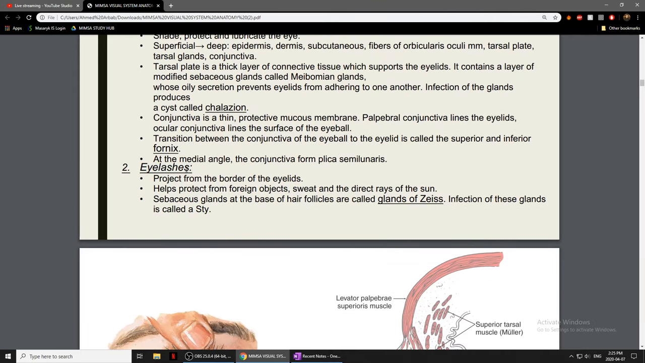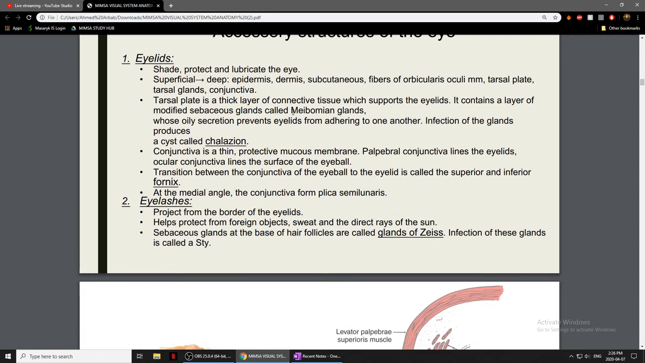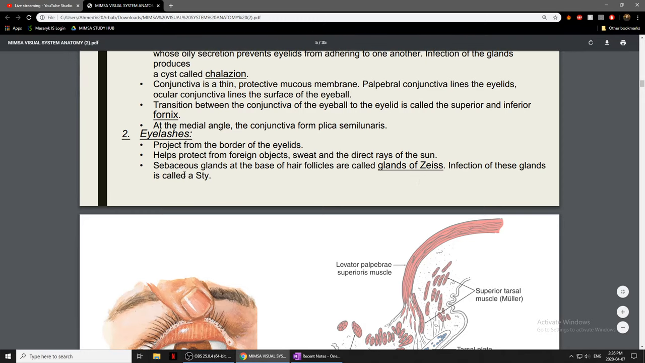So we can just move on to eyelashes. They project from the borders of the eyelids, help protect from foreign objects, and divert both sweat and direct sunlight from the eyes. At the base of these eyelashes, where they come out of the eyelid, are sebaceous glands. These are called glands of Zeiss, and there are also other glands called glands of Moll, M-O-L-L. Both are sebaceous glands found at the base of these hair follicles. An infection of either the glands of Zeiss or, more rarely, the meibomian glands is called a hordeolum or a sty. Sty is the English name, hordeolum is the Latin name.